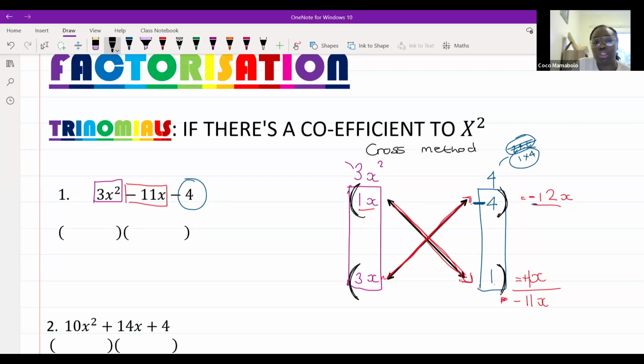So I can go back into my two brackets and I can write x minus 4 for my first bracket. And in my second bracket, I can write 3x plus 1. Plus 1, Abu, be very careful, plus 1, because we multiplied by 1 down here.